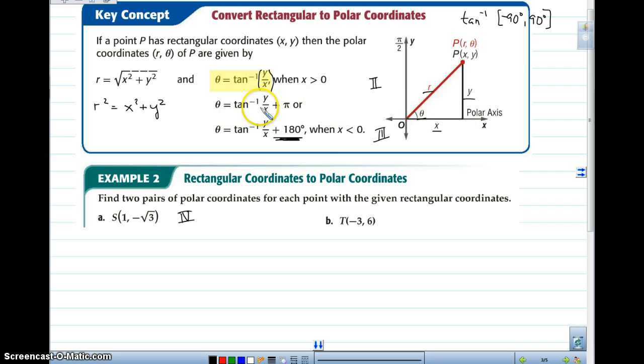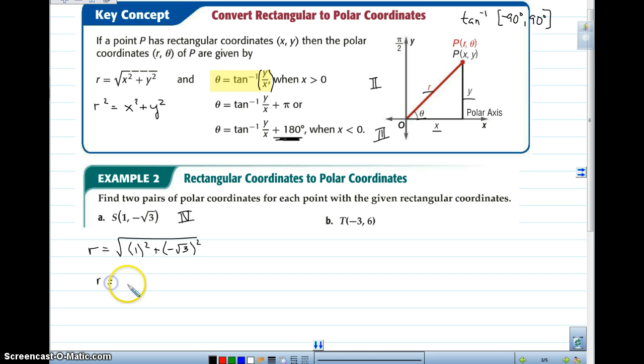I'm not going to have to mess around with the 180 degrees because I'm not in the second or third quadrant. But we should still double check to make sure that when we get our polar coordinate that we're in the fourth quadrant. So the first thing we need to find is the radius. So we're going to say that the radius is equal to, using this formula up here, the square root of my x coordinate squared, so that's 1 squared, plus my y coordinate squared, which is negative square root of 3 squared.